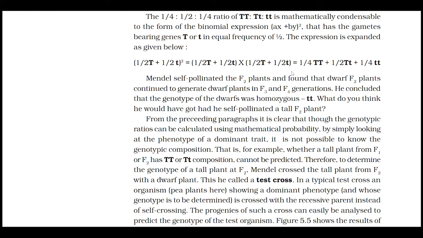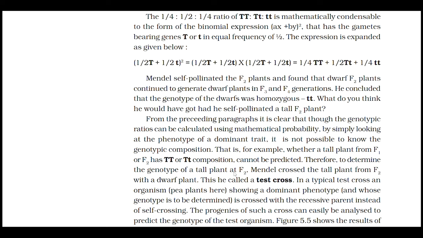Mendel self-pollinated the F2 plants and found that dwarf F2 plants continue to generate dwarf plants in F3 and F4 generations. He concluded that the genotype of the dwarf was homozygous small t small t. What do you think he would have found had he self-pollinated a tall F2 plant? Though the genotypic ratio can be calculated using mathematical probability, by simply looking at the phenotype of a dominant trait it is not possible to know the genotypic composition. That is, whether a tall plant from F1 or F2 has capital T capital T or capital T small t composition cannot be predicted.